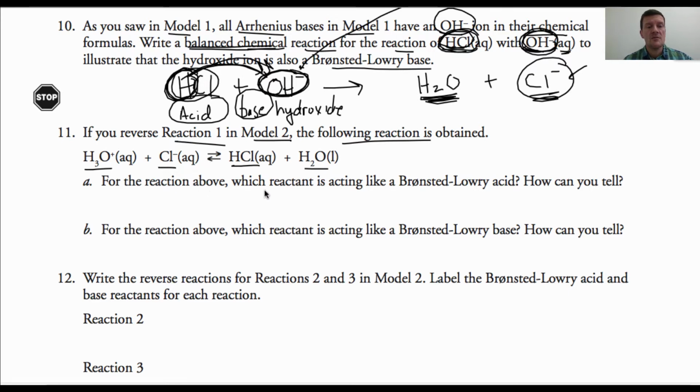All right, for the reaction above, which reactant is acting like a Bronsted-Lowry acid? How can you tell? And down here we're going to say which one is acting like a base. How can you tell? All you have to do is follow the H plus. Follow the H. Wherever the H is going, that tells you who's the acid and who's the base. Whoever is giving up that H plus is your acid. Whoever is receiving the H plus, that is your base.